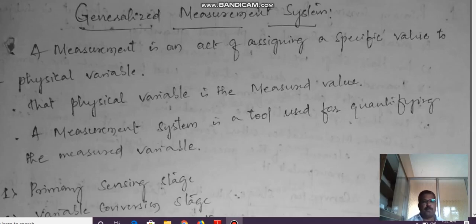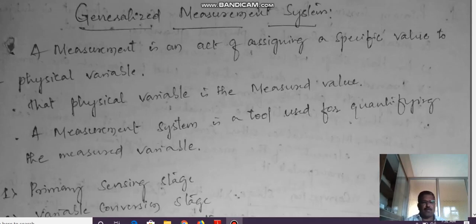The main objective of this topic is to understand and explain the various stages in the measurement system. It is a general block diagram we can use to explain how the measurement system flows to convert one form of the signals to the other form.